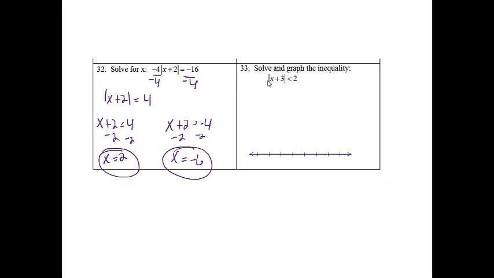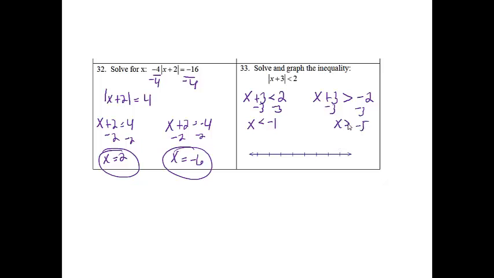All right, number 33, we have the absolute value of x + 3 is less than 2. We're going to work it similarly to how we did 32. The first inequality is going to be x + 3 < 2. And then my second one is still going to be x + 3, but the less than sign changed to a greater than sign, and 2 becomes -2. So again, just like number 32, we have 2 equations to solve. On this one, I'm going to subtract 3. I'm going to get x < -1. This one, I'm going to subtract 3, and I get x > -5.